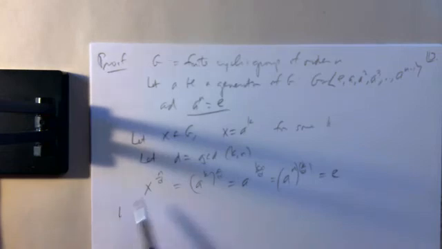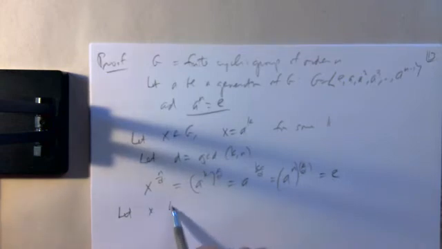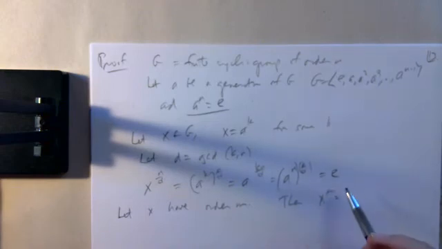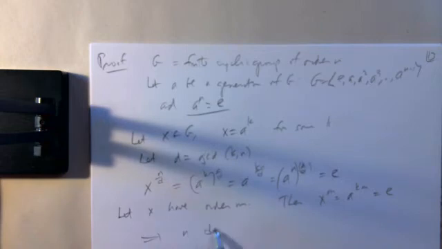That doesn't mean that n over d is the order of X, but we know that X to this power is the identity. Suppose we let X have order m. So then X to the m, which is A to the k to the m, equals the identity. So if A to the km equals E, then n divides k times m.